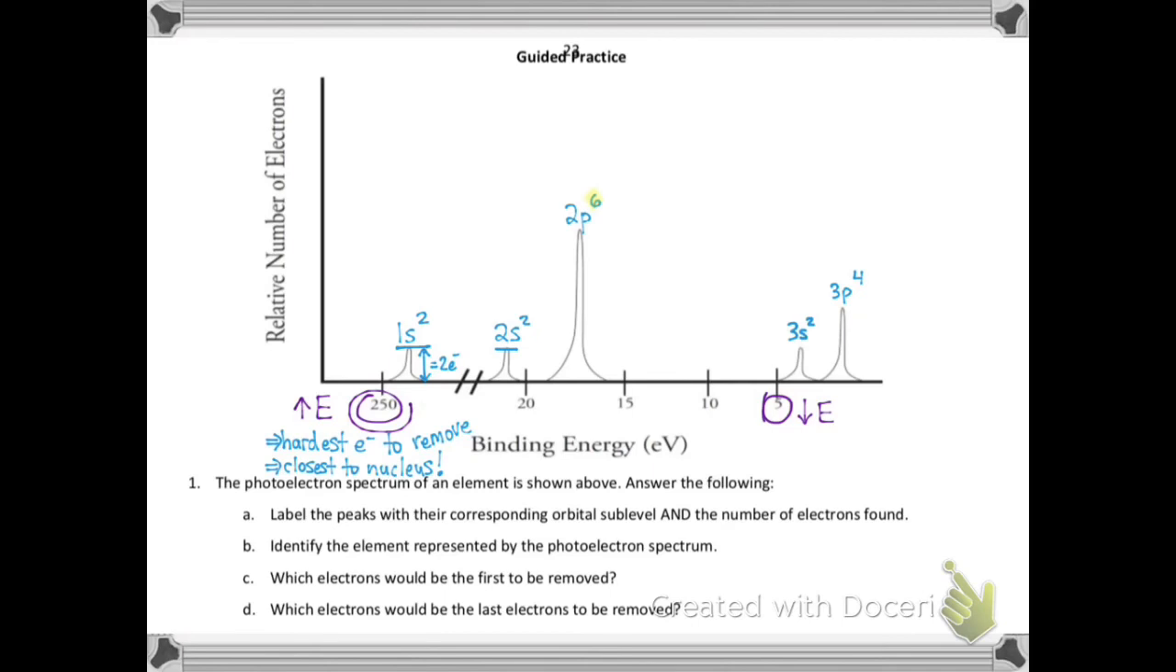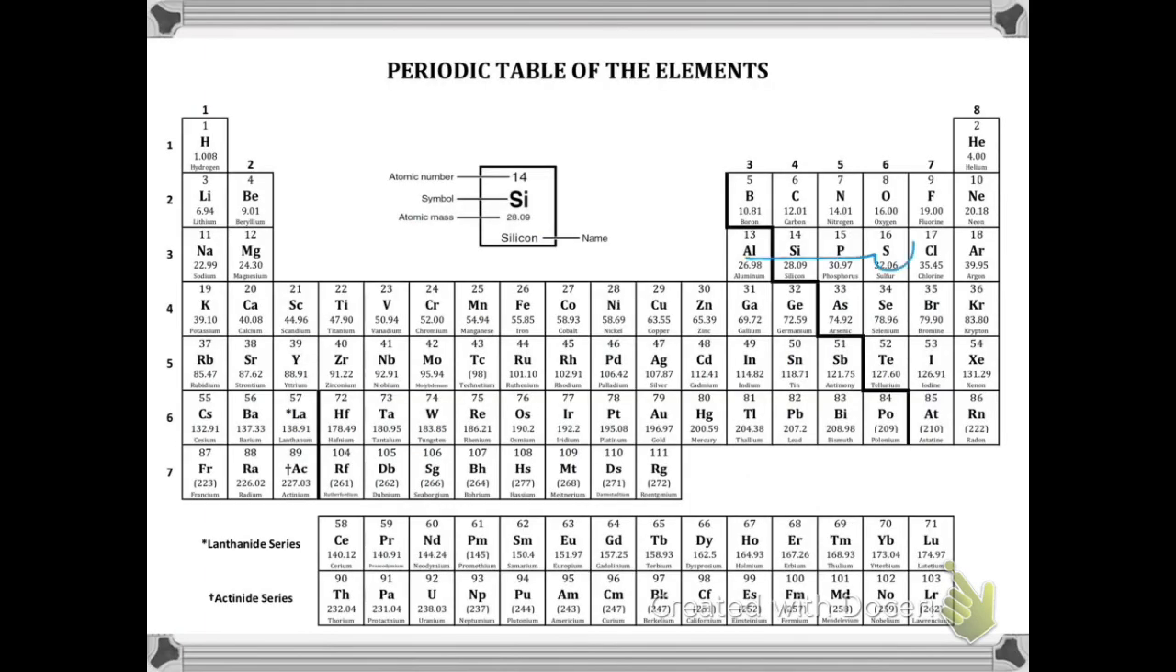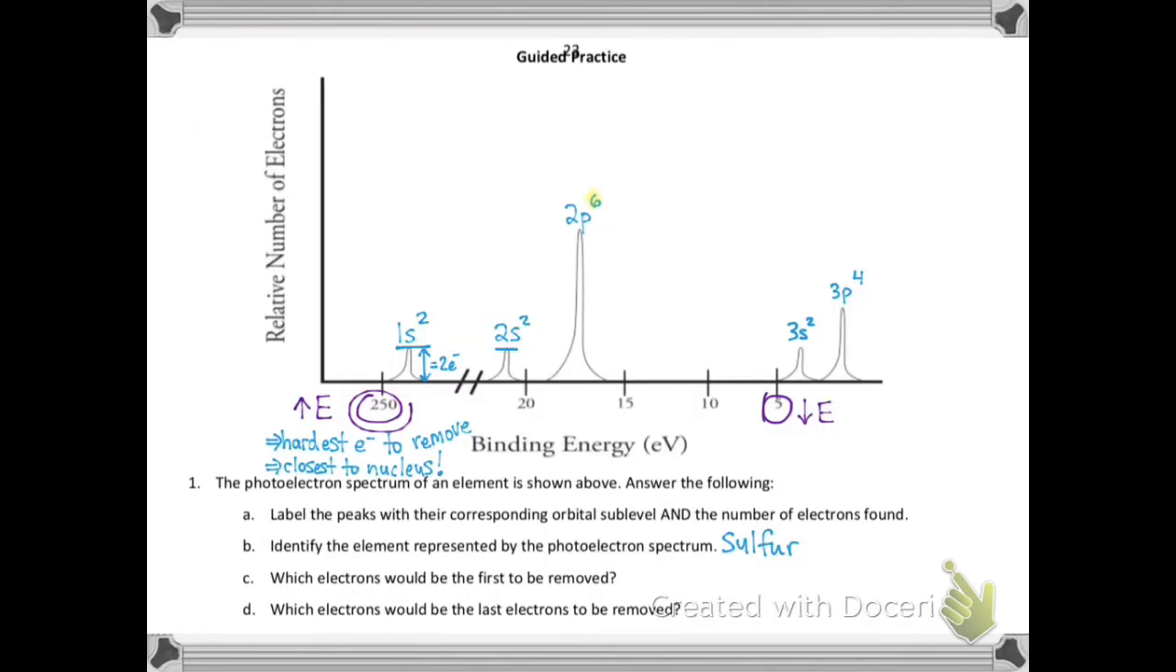But now, that makes this super easy to identify this, because it has filled in all of its orbitals except for the 3p energy level and sublevel, and that one only has 4 electrons in it. So if you check your periodic table, 3p4 must be sulfur.